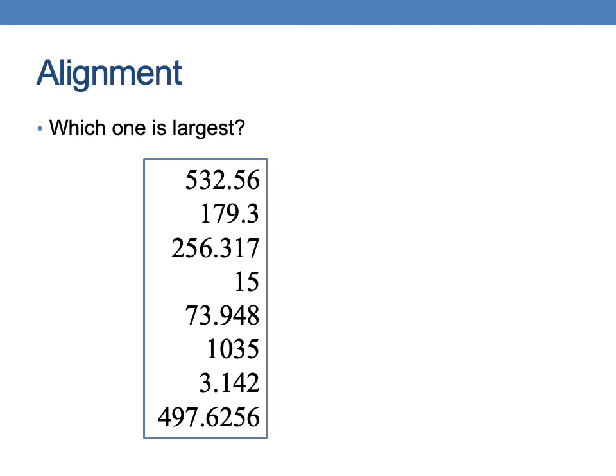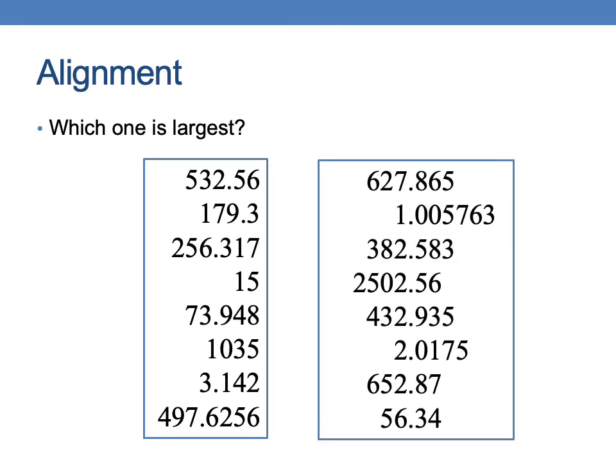Compare the two figures. Which table is easier to find the largest number? For numbers with a decimal point, it is easier to find the largest number by aligning them at the decimal point.